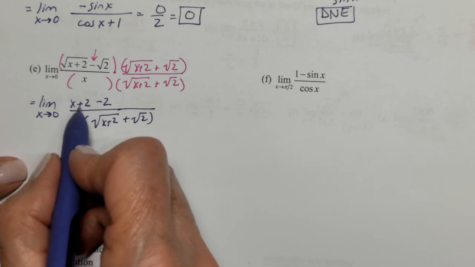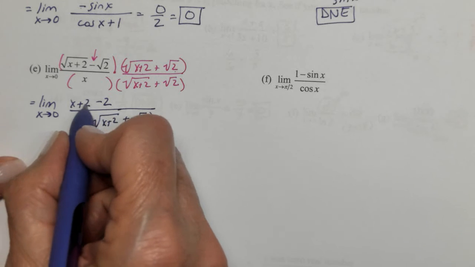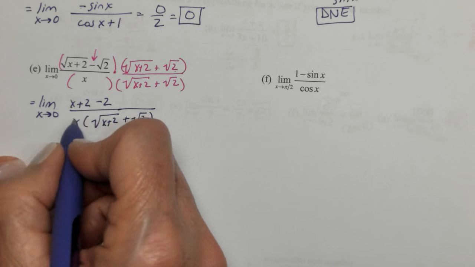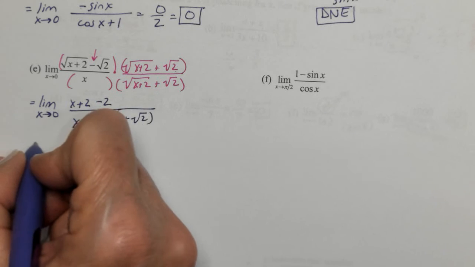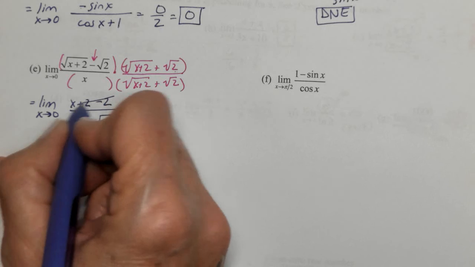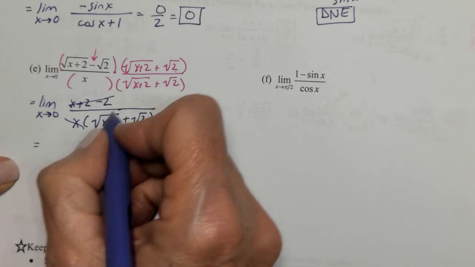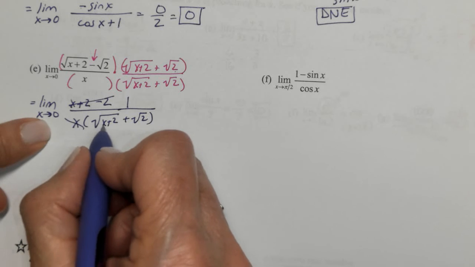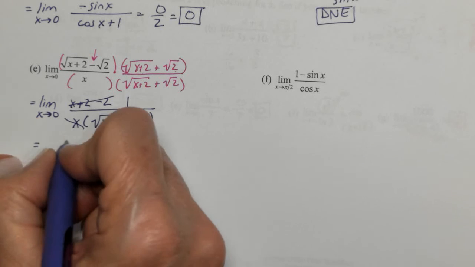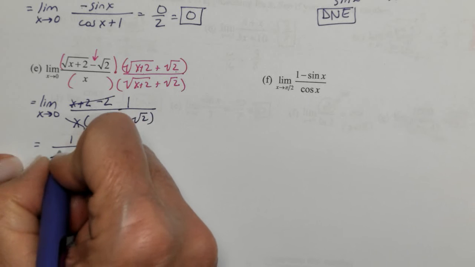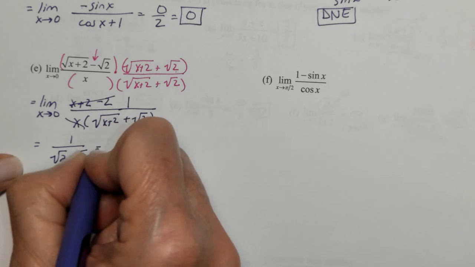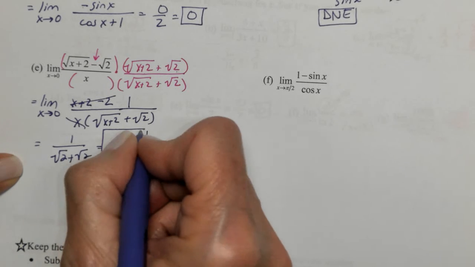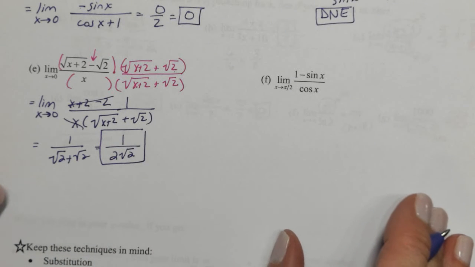Okay. Up on top, we just have an x, right? Because we have 2 minus 2, that's 0. We have x over x, and those x's will cancel. So that all cancels with that x, leaving a 1 on top. Plug 0 into what remains for your remaining x's. You have 1 over square root of 2 plus square root of 2, which is 1 over 2 square root of 2. And for calculus, we can just leave it like that.